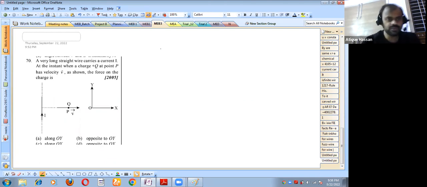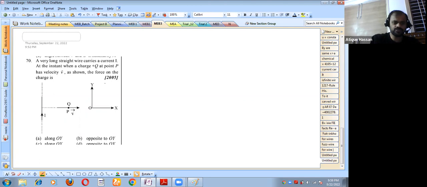So it says a very long straight wire carries a current I at the instant when a charge Q at point P has velocity V as shown in the figure. The force on the charge is... So we have to find the force on the charge. We have to basically find the direction of force on the charge. I think it is very basic. It seems to be difficult, but it is not so difficult.